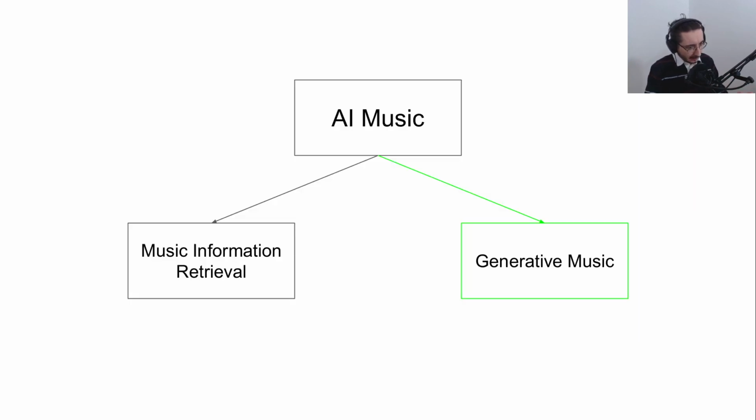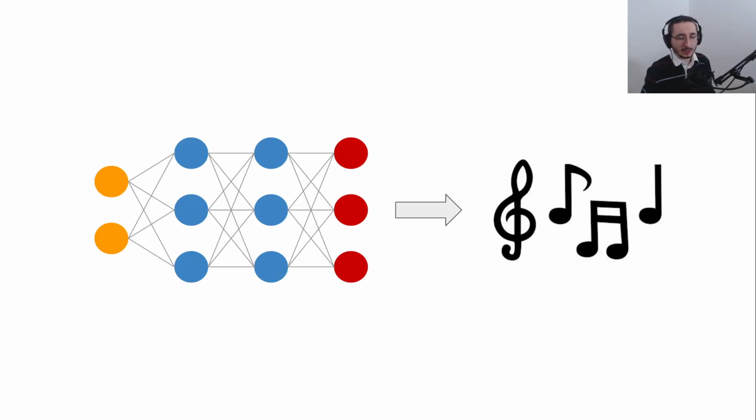Now, the second part of AI music, the second subfield, is generative music. I'm aware that this is a kind of simplification of what AI music is, but it's nice to give you an overview of these two contrasting, almost opposite parts. So what's generative music about? Well, in a sense, generative music can be thought of as the opposite of MIR.